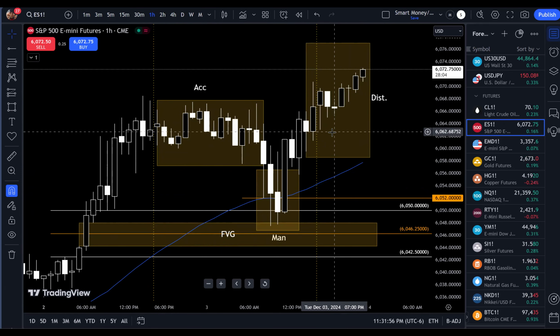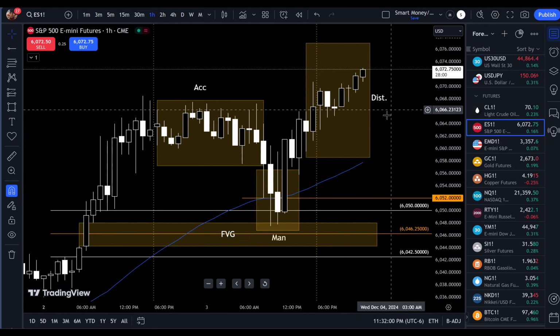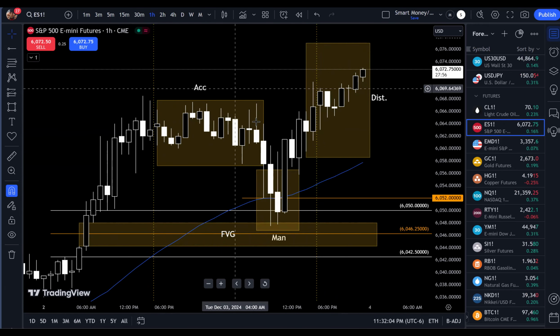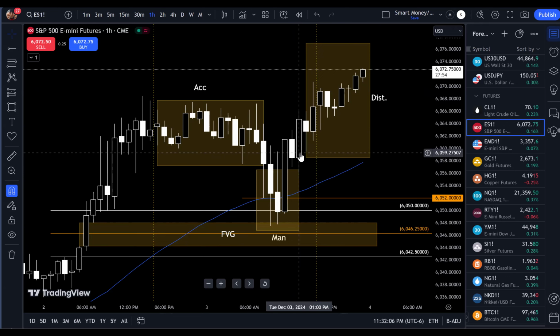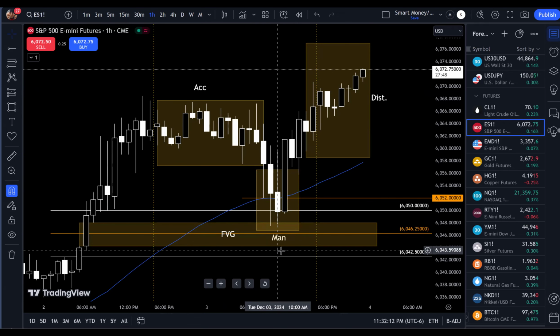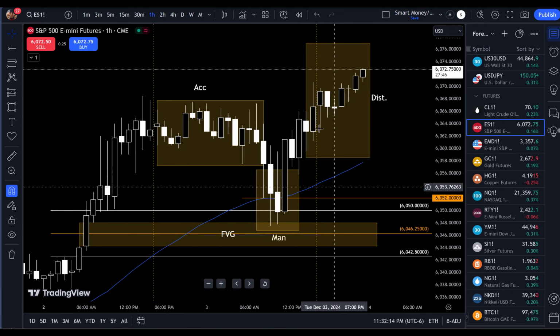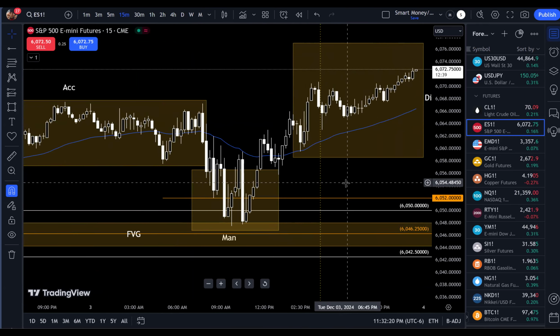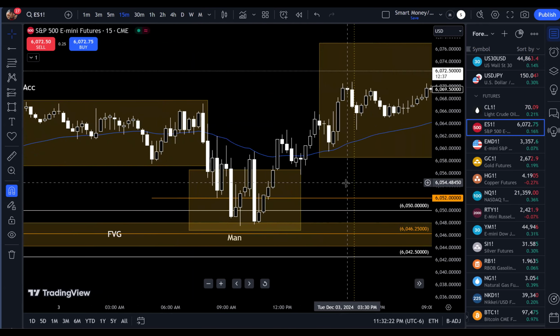Now I want y'all to see something, because this is the 1 hour chart. We don't take trades on the 1 hour chart. We go to the lower time frames, because the 1 hour chart, especially in futures, is just kind of big. You could get in down here and set your stop loss below here, but that's too big. So I like to go to the 15 minute. On the 15 minute, you're looking for the same exact thing.